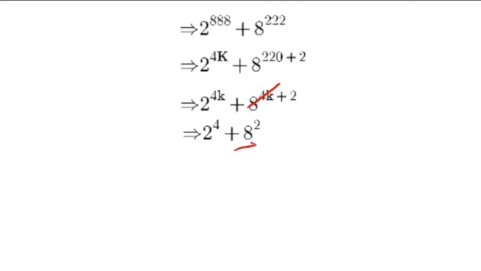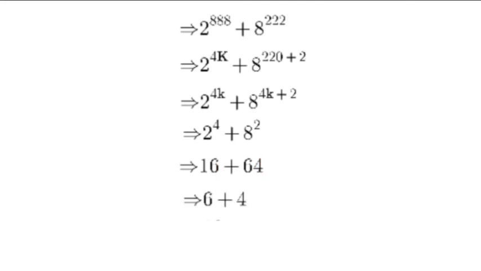So 2 to the power of 4 is 16 plus 64. The last digits of these numbers are 6 and 4. When we add them, it will give us 10. So the last digit of 10 is 0. So the answer will be 0. So the answer is D.